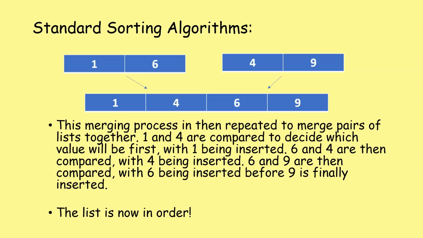1 and 4 are compared to decide which value will be first, with 1 being inserted. 6 and 4 are then compared, with 4 being inserted. 6 and 9 are then compared, with 6 being inserted before 9 is finally inserted, and we end up with a list in order of 1, 4, 6, 9.